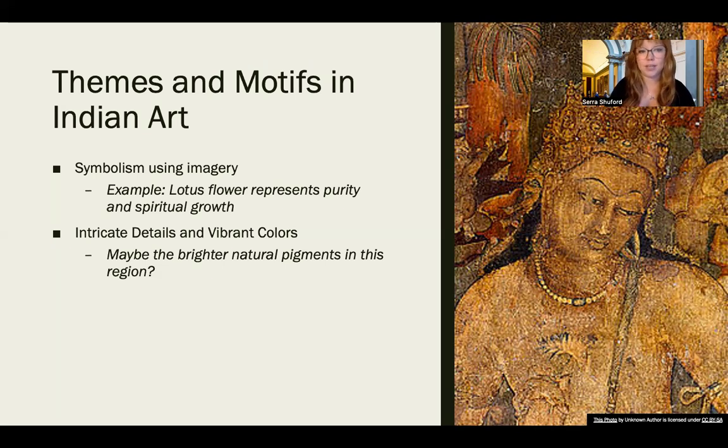Some other things that we see within Indian art are their intricate details and vibrant colors. And their color maybe links back to that conversation that we had when we were talking about paint, where different regions of the world traditionally get their pigments from different plant matter, different natural material. And so we may think that India may have had plant matter or other natural material that led itself to these more vibrant colors. Specifically, we'll see a lot of rich blues and greens and yellows.